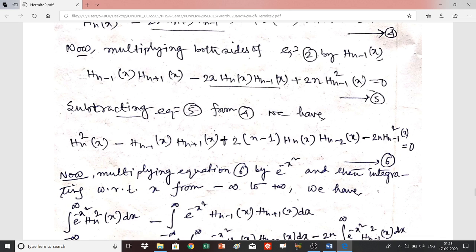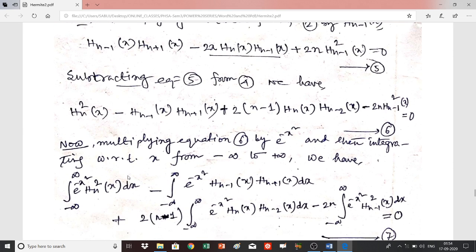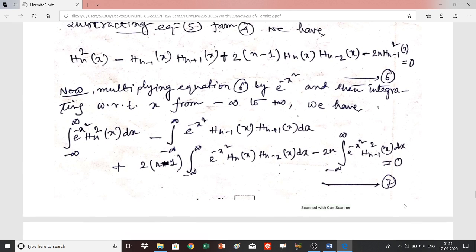This is written as equation 6. Now multiplying both sides of this equation by e to the power minus x squared and then integrating with respect to x from minus infinity to plus infinity, you have the integral of e^{-x^2} H_n squared dx, minus the integral of e^{-x^2} H_{n-1}(x) H_{n+1}(x) dx, plus 2(n-1) times the integral of e^{-x^2} H_n(x) H_{n-2}(x) dx, and the last term minus 2n times the integral of e^{-x^2} H_{n-1} squared dx, that is equal to 0.